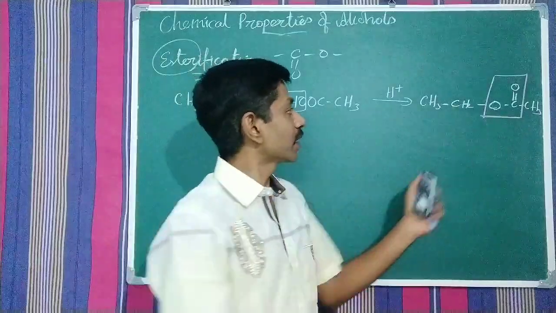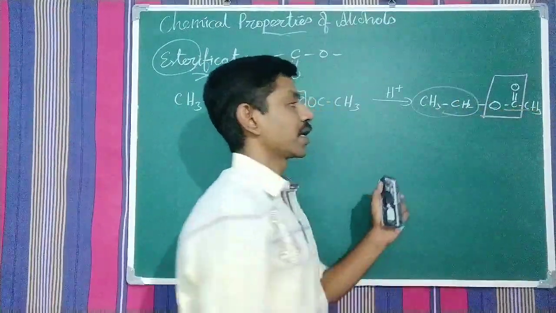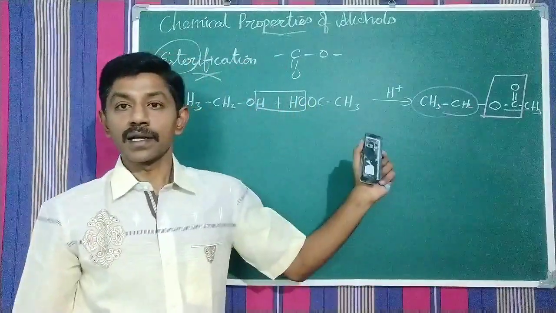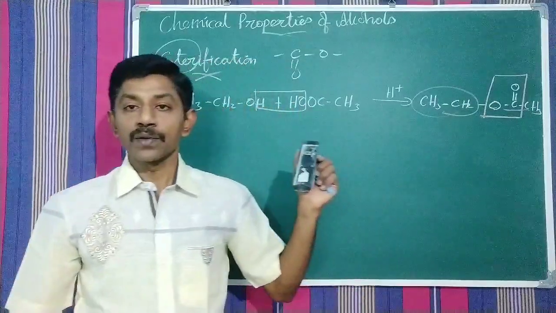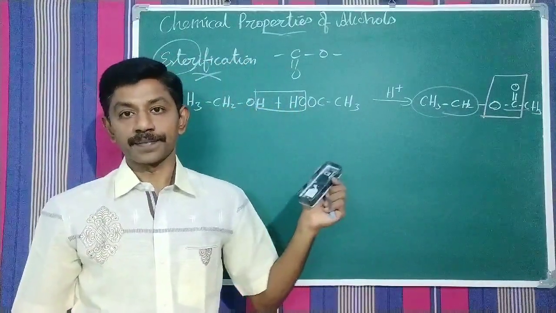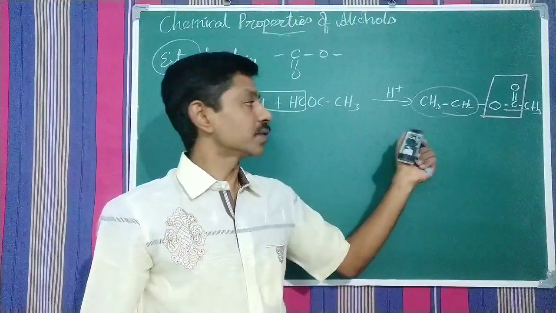See the name of the product. This side is the ethyl group and this side is acetate. So the name of the ester is ethyl acetate or ethyl ethanoate. Two carbon atoms are there, so the name ends with the ate. So this has the fruity odor. This is the name of the reaction, esterification.